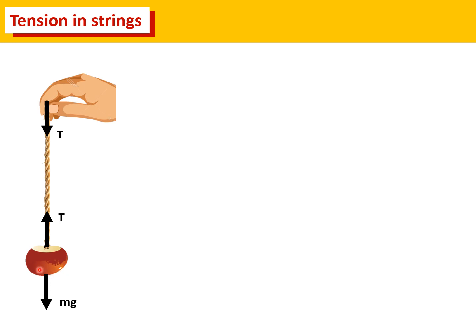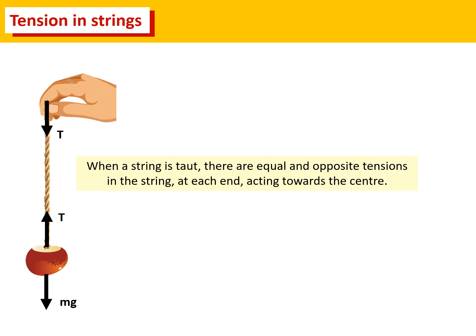However, because the conker has a weight, it creates a tension in the string, and because the string is taut, the tensions are equal and opposite to each other at either ends of the string. So in actual fact, it's a tension in the string that you'd be feeling, albeit that tension has been created by the weight of the conker. And then it says, the string is taut, there are equal and opposite tensions in the string at each end, acting towards the centre.